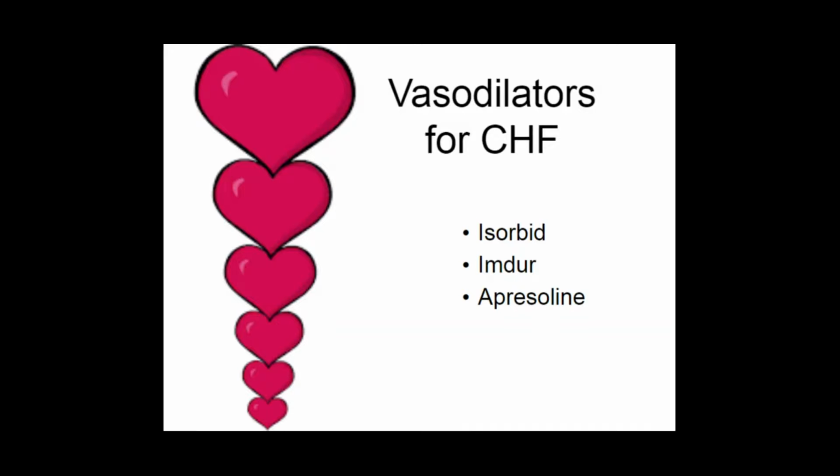So vasodilators can be given for CHF. The example medications are listed there for you as Isordil, Imdur, and Apresoline. Vasodilators dilate, which means to widen, the blood vessels. This makes the blood flow easier, therefore decreasing blood pressure. They're given both for congestive heart failure, hypertension, and angina, because angina is the closing of the coronary blood vessels. Oxygen is considered a vasodilator. Side effects include chest pain, palpitations, increased heart rate, fluid retention, nausea and vomiting, dizziness, headache, and flushing.